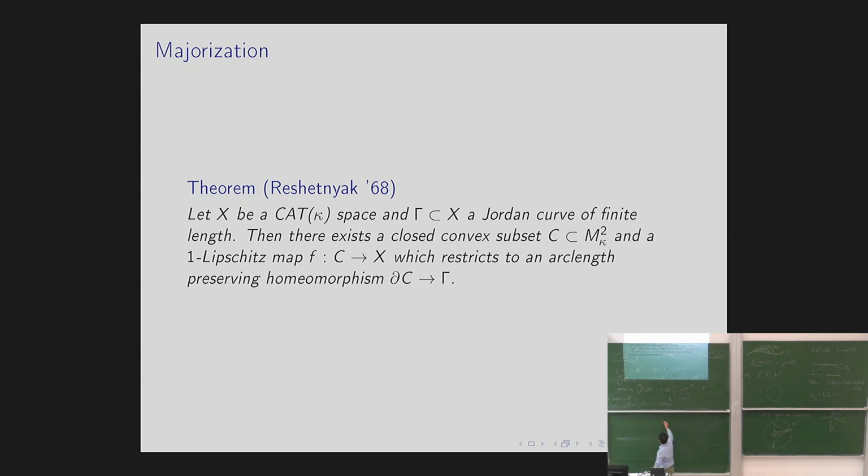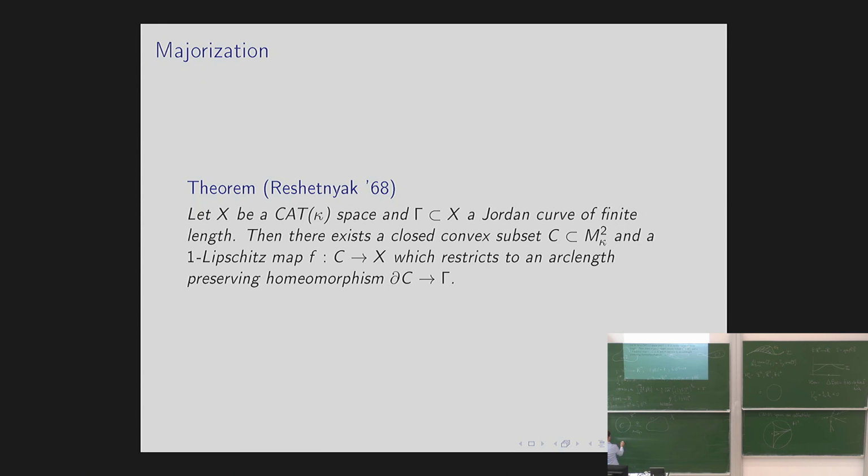What it says is, whenever you have a curve of finite length in your CAT space, you can find a convex set in the model space. Let me just do the plane, the Euclidean case. I start with some curve gamma here. Then I can produce a convex set C in the plane and a map F, which is 1-Lipschitz, such that the boundary of this convex set gets mapped to gamma in an arc length preserving way, okay?